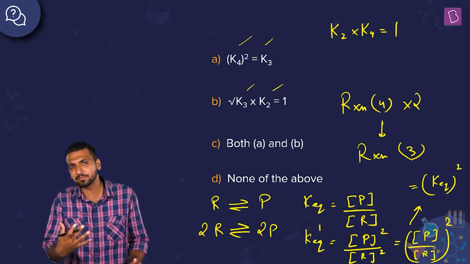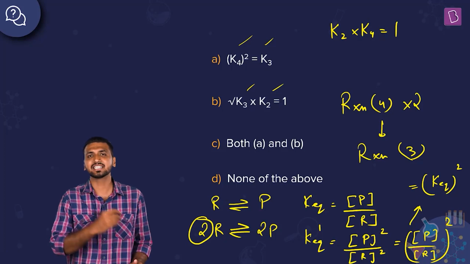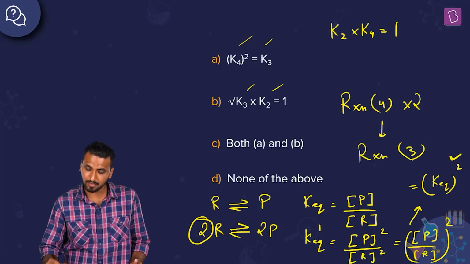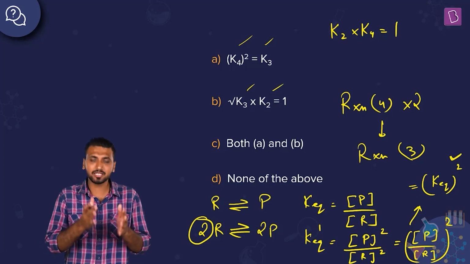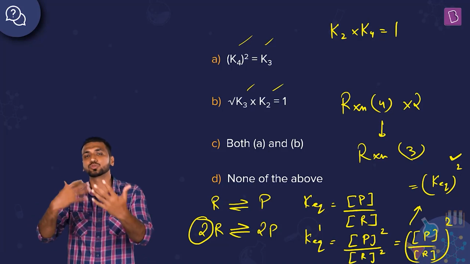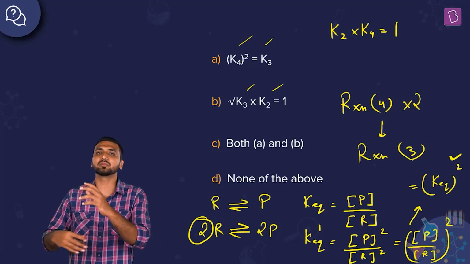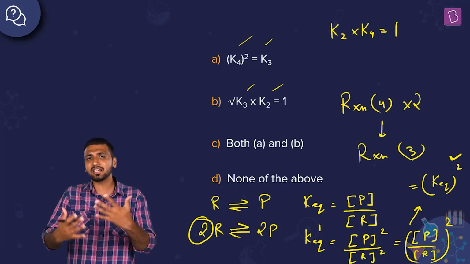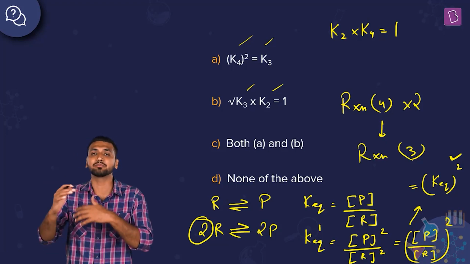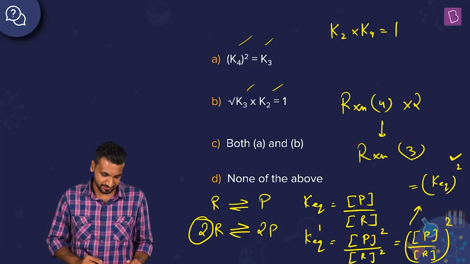So let's draw the parallel again. If you multiply the reaction with a number, the K equilibrium will get that number as the power. You multiply the reaction by 2, the new K equilibrium will become square of that. If you multiply with 3, the new K equilibrium will become cube of that. If you multiply with number n, the new K equilibrium will be the K equilibrium to the power n, right? Okay, makes sense.